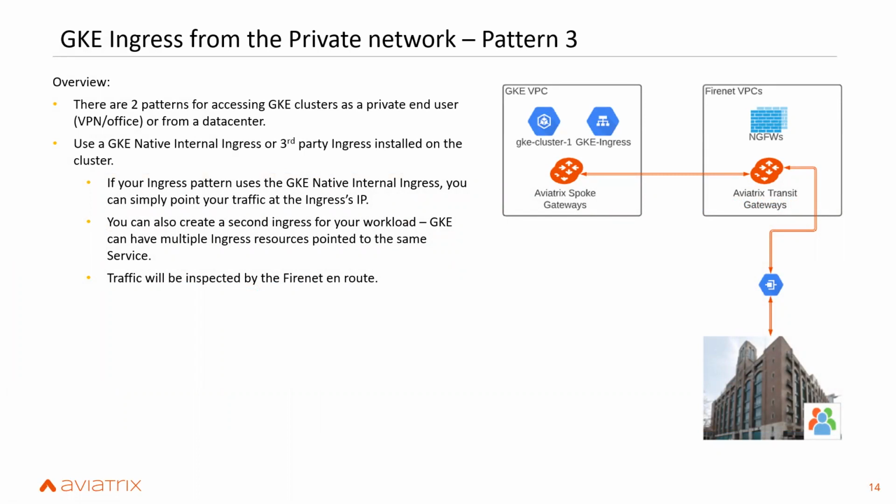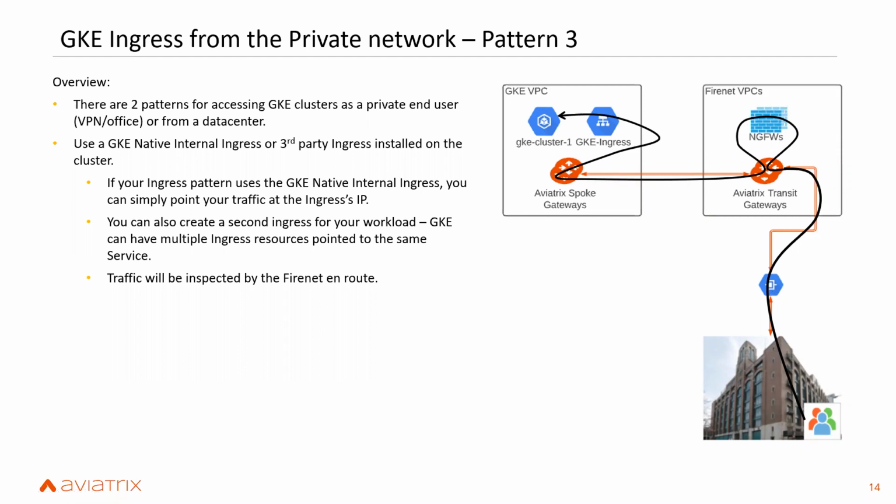The first pattern here, which is actually pattern 3 for simplicity, is that you're using the native GKE Ingress or an Ingress installed on the cluster. The flow is very straightforward here. You just go from your on-prem, in this case through a cloud interconnect, and then you attach directly to the transit gateways. Traffic is looped through the next generation firewall for inspection, and then it is sent over from the transit gateway to the spoke gateway, and then onto your Ingress, and then to the cluster.